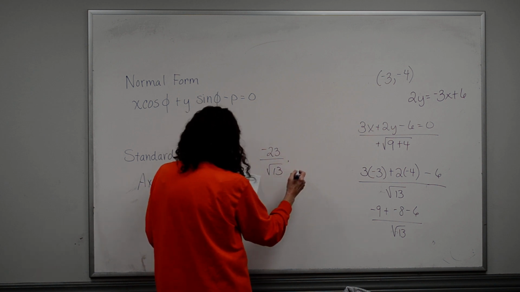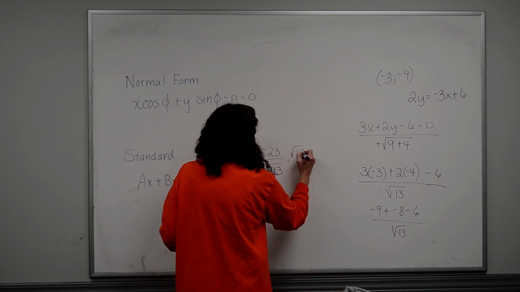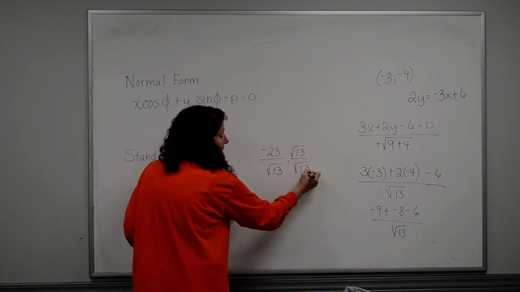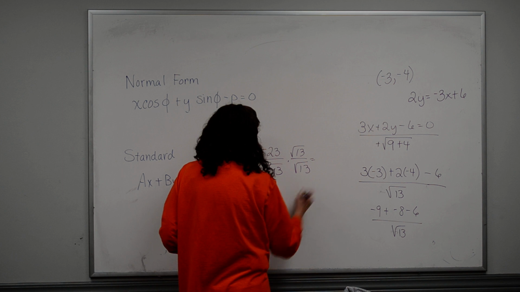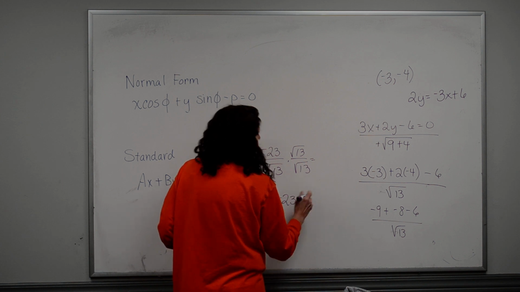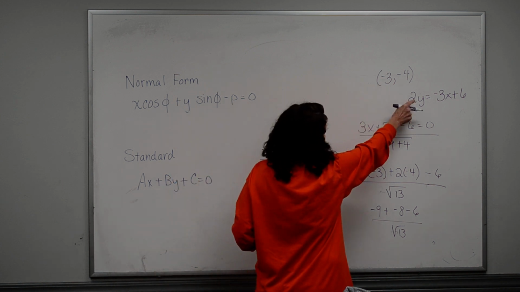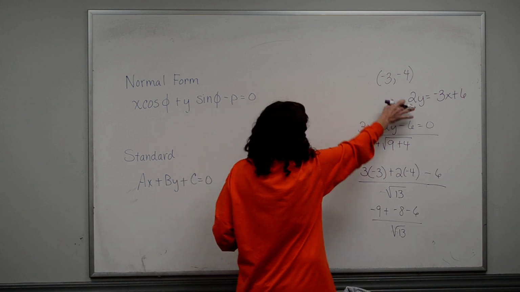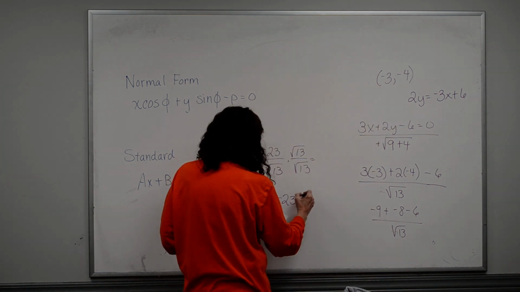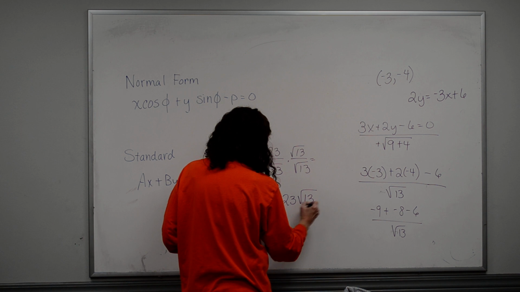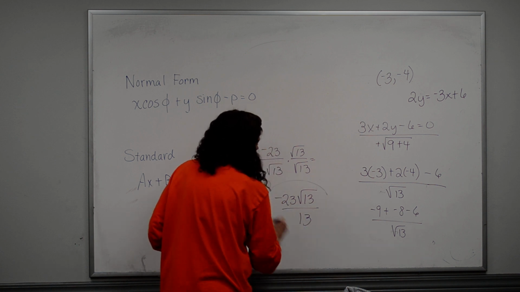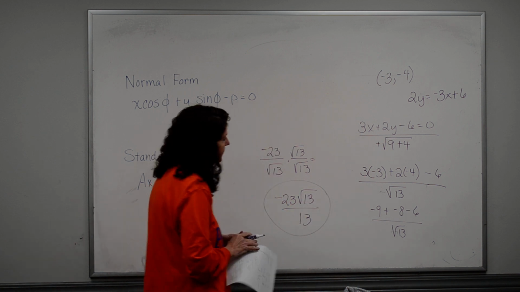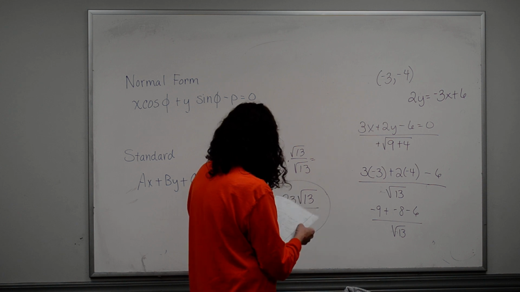But I have to rationalize my denominator. So I'm going to multiply it by the square root of 13 over the square root of 13. So my final answer, or my distance from this point to this line, this is a point, this is a line, is going to be 23 on the square root of 13 over 13. And that's going to be my answer. All right, that's number 49.